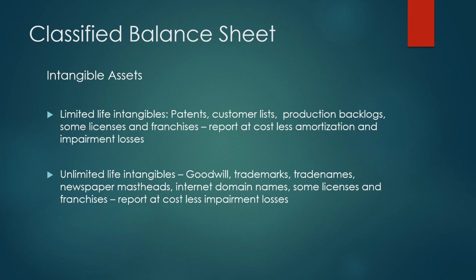Unlimited life intangible assets include goodwill, trademarks, trade names, newspaper mastheads, internet domain names, some licenses and franchises, and these are going to be reported at cost less impairment losses.